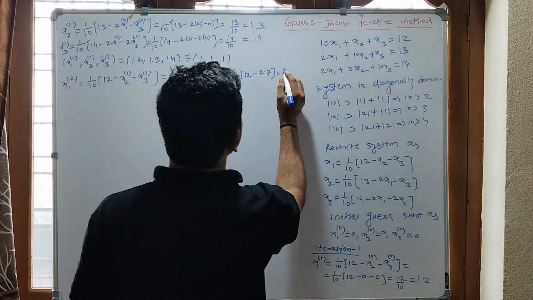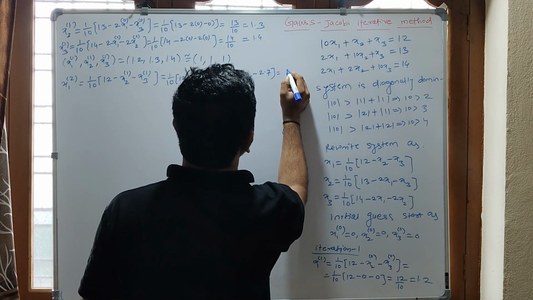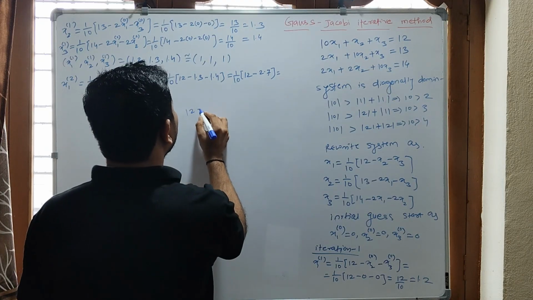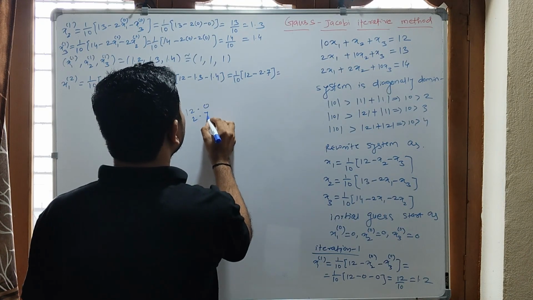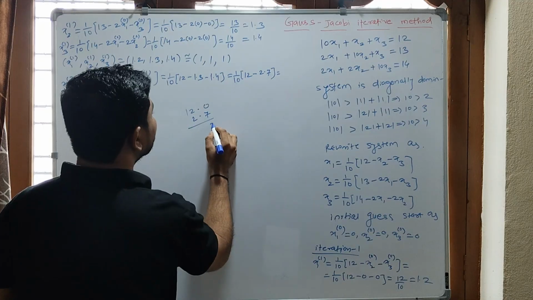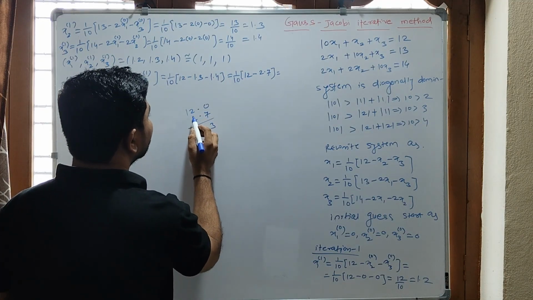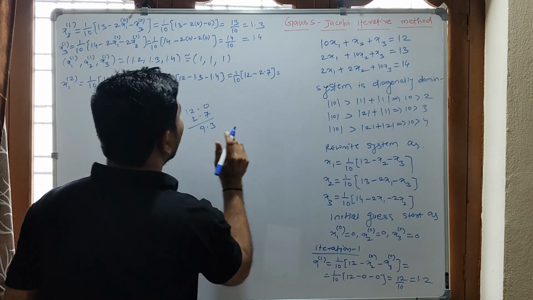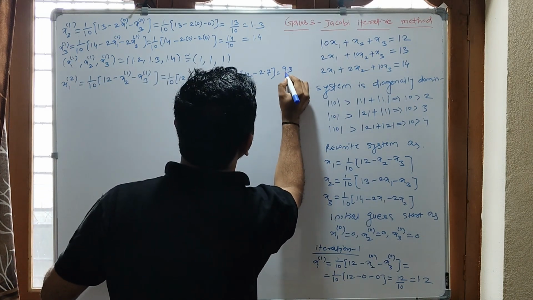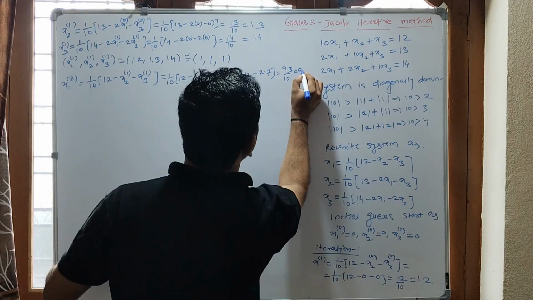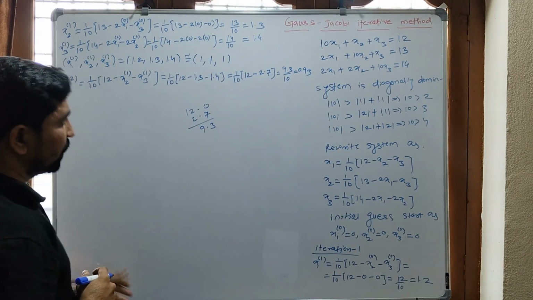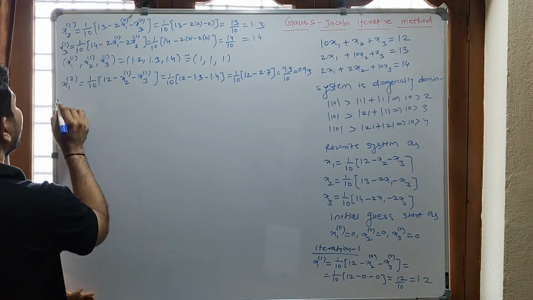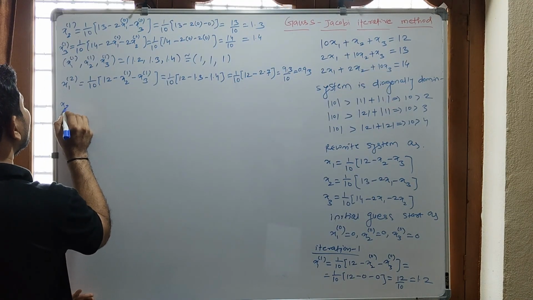So here you can just calculate 12 minus 2.7 is 9.3, divided by 10, which is equal to 0.93. So this is my x1 at 2. Now I want to find x2 at 2.